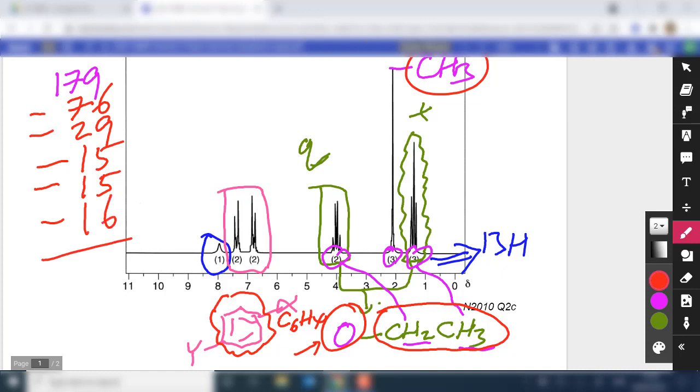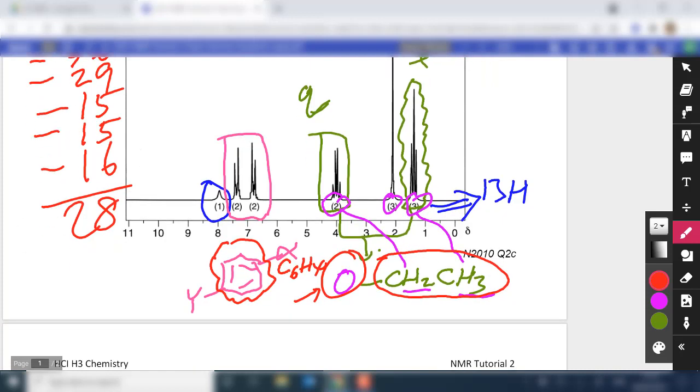Okay, right. So right now I'm going to take a calculator here and punch some numbers. So we're going to take 179 minus 76 minus 29 minus 15 minus 15 minus 16. Okay, that gives us a beautiful number, 28. Now 28, it's a relatively unique number, I have to say, because it's an even number.